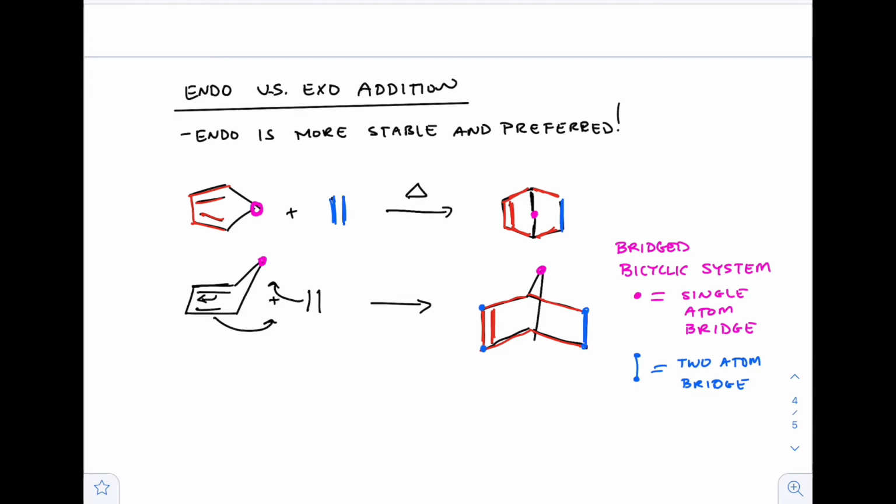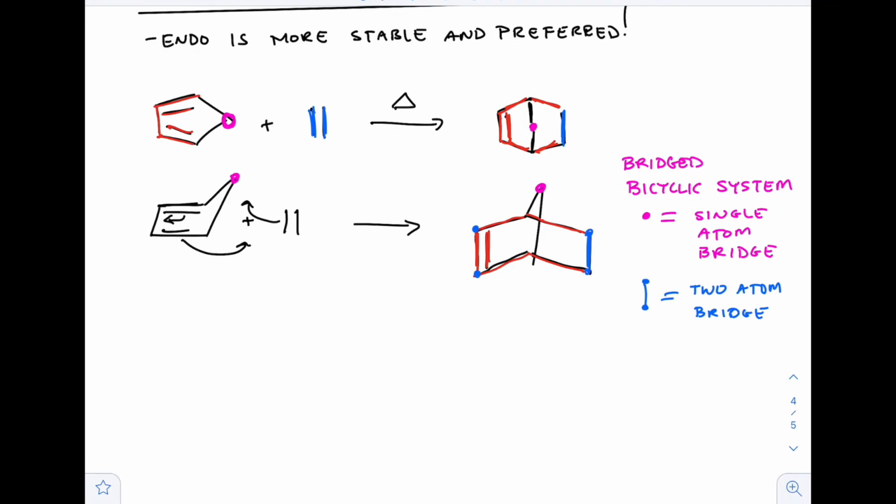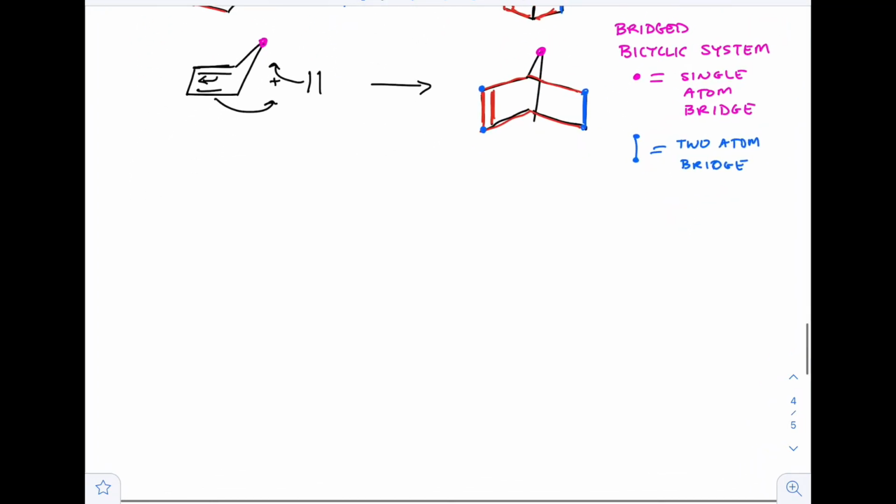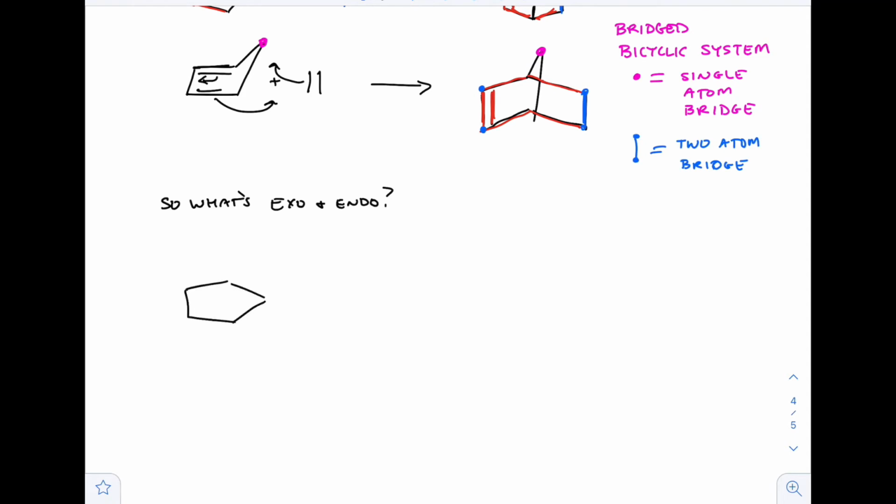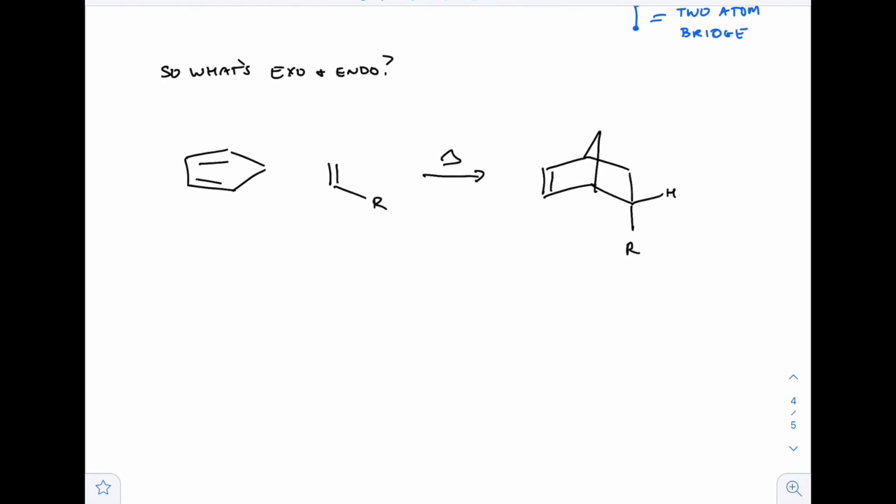Okay. But the point is that we have bridges to kind of bring the two rings together, or connect one side of the ring to the other. Okay. Now, when you have this setup where you have this bridged cyclic system, that's when you can get your endo and exo. Okay. So let's say we have an R group on our dienophile now, and we heat that up with cyclopentadiene. We can have our R group being pointed down.